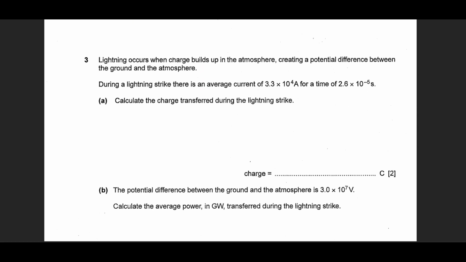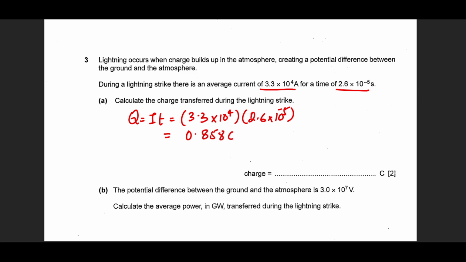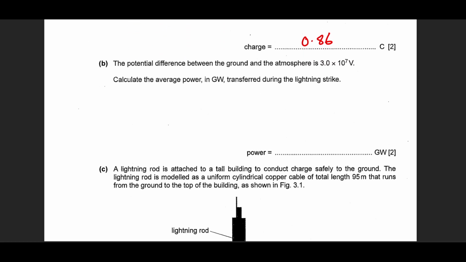Question number 3 suggests lightning occurs when the charge builds up. Okay, fine. There is this much amount of current for this much amount of time. How much charge is being transferred? So Q is equal to I times T, which is 3.3 times 10 raised to power 4, times 2.6 times 10 raised to power minus 5. So when you calculate this, it comes out as 0.858 coulombs. That becomes 0.86.